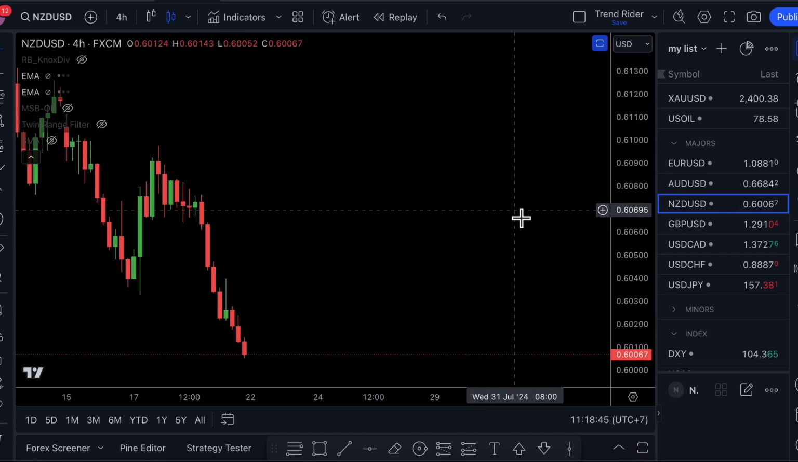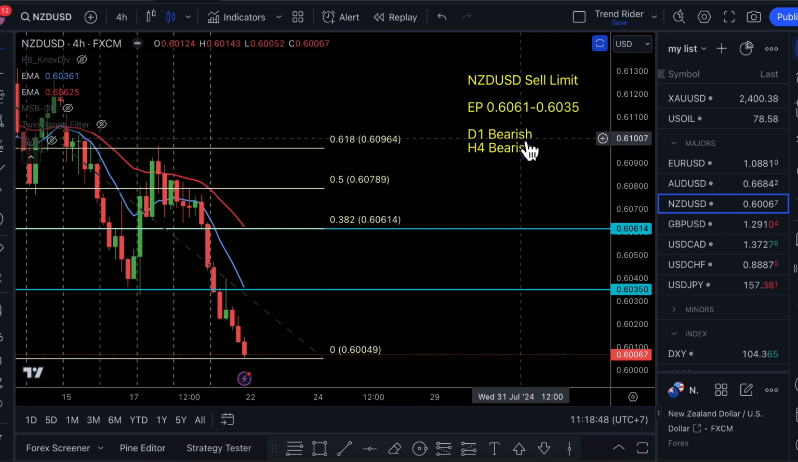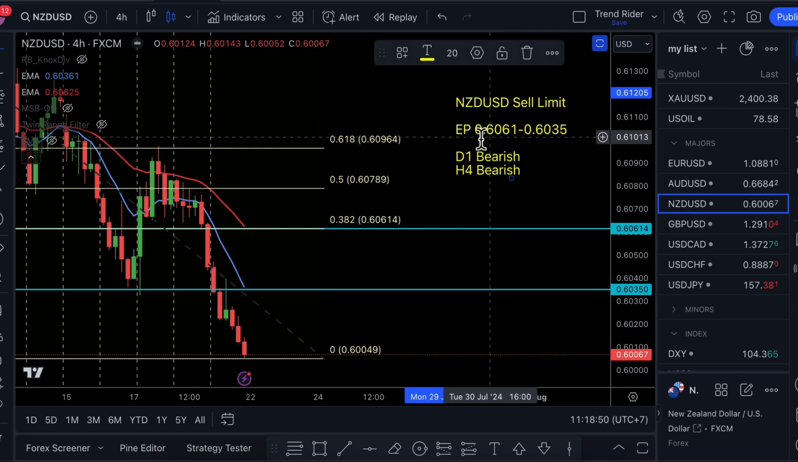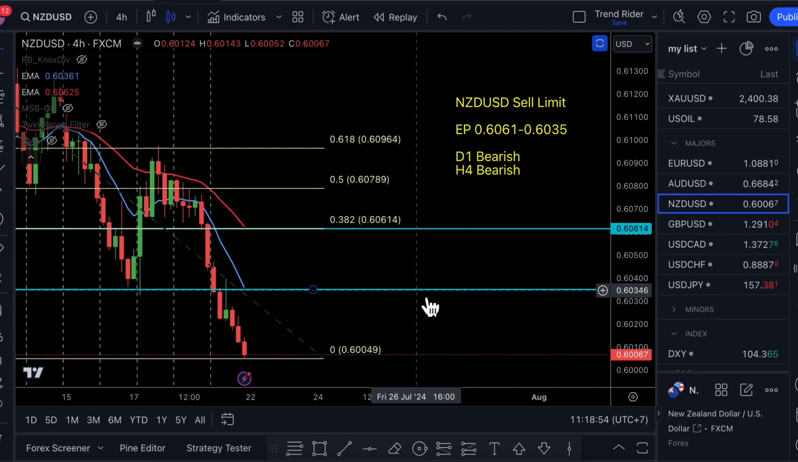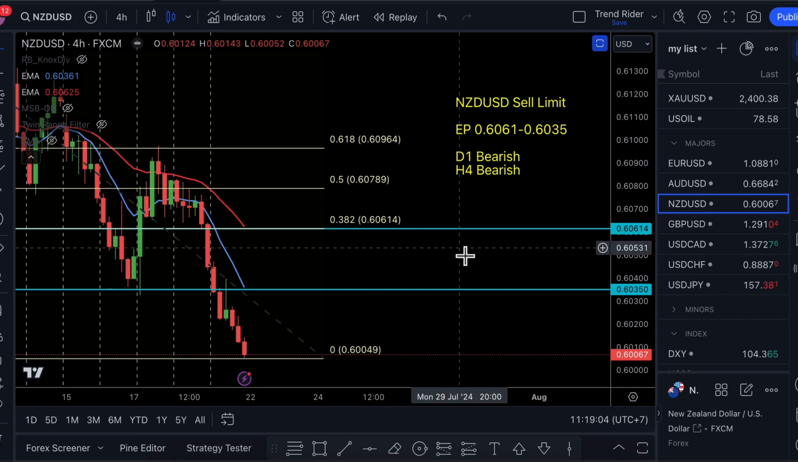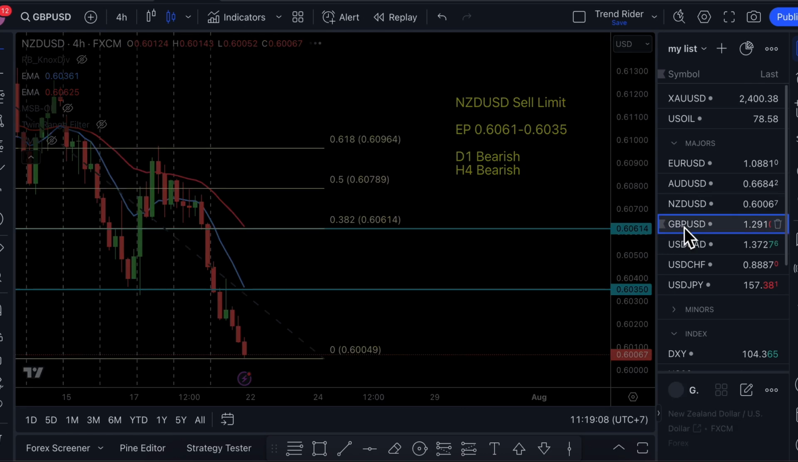Then the NZD/USD, I have a sell limit on that one also. It's bearish on the day chart and bearish on the 4-hour chart. So again, two prices, two potential entry points for that one, with 0.6061 and 0.6035. Two potential entry points for the continuation of the bearish move on the NZD/USD.